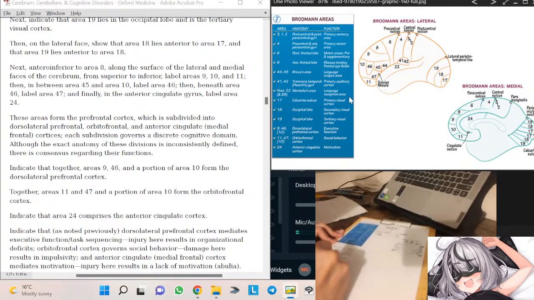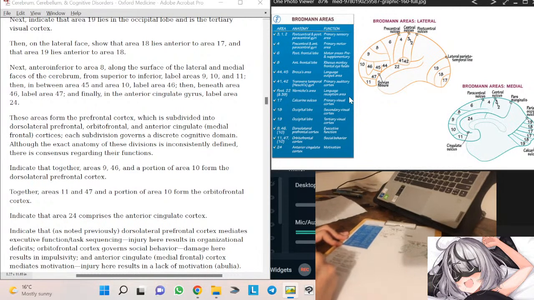Language output area. 41, 42. Transverse temporal fissure. Primary auditory cortex. 22 and 39. Wernicke's area. Language reception area.